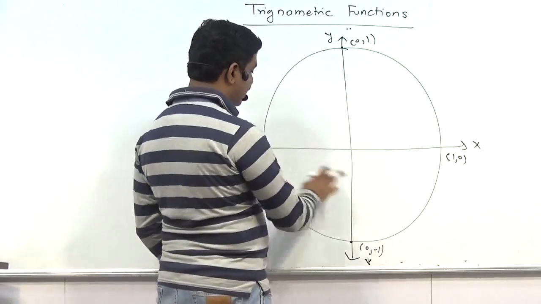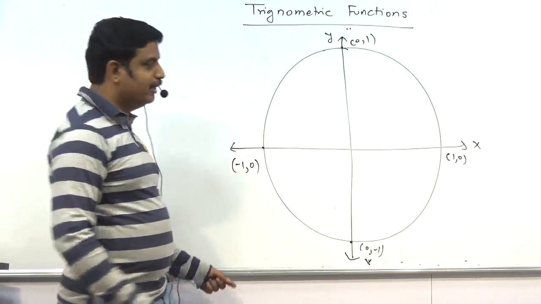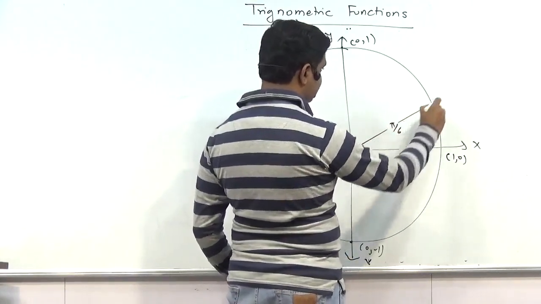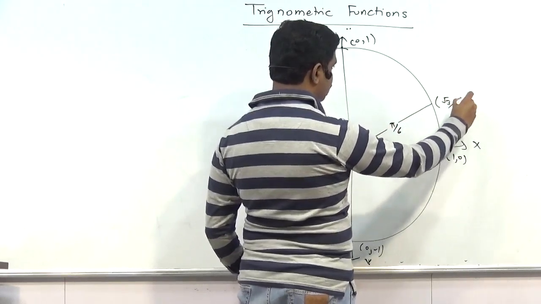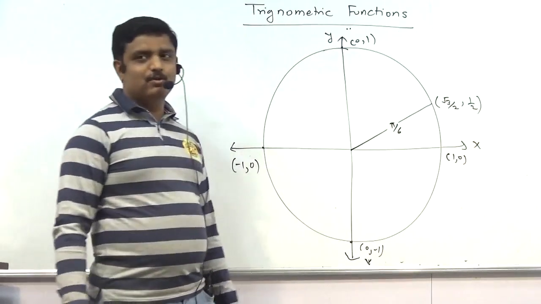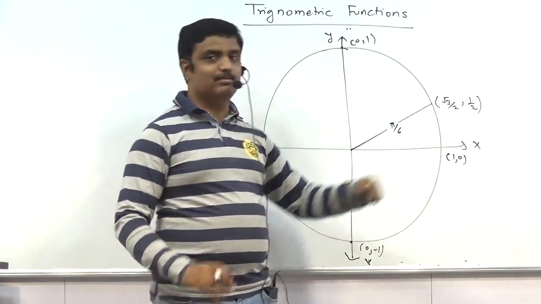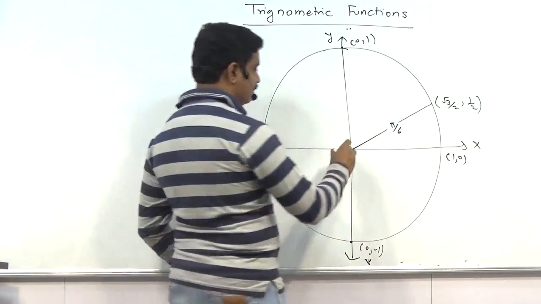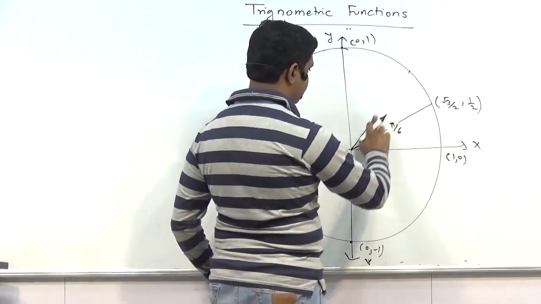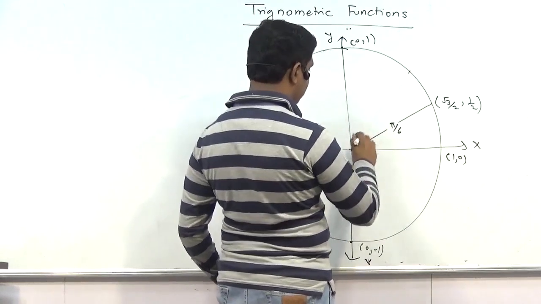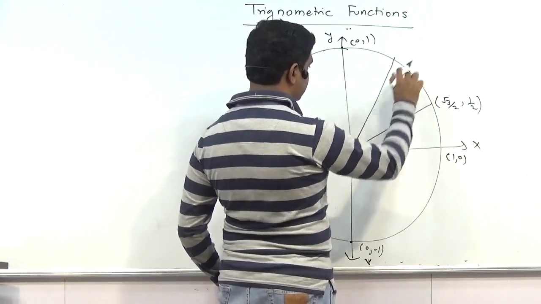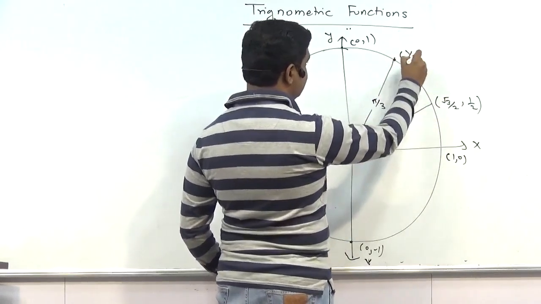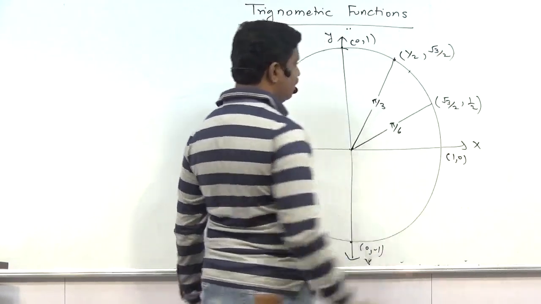Okay, you know the angles. 0, pi by 2, pi, 3 pi by 2. No need to write it here. 30 degree, pi by 6. Okay, root 3 by 2, 1 by 2. We know the value of cos 30 and sin 30. Okay, so cos 30, sin 30. Then 60 degree. Next angle is what? 60 degree. Okay, what is 60? Pi by 3. The coordinates get interchanged. 1 by 2, root 3 by 2.